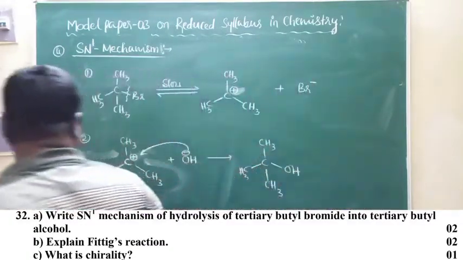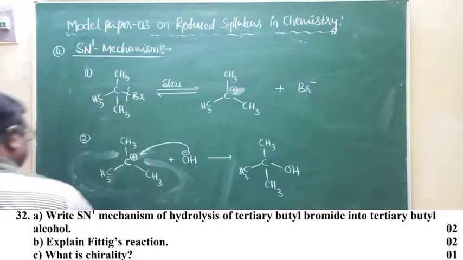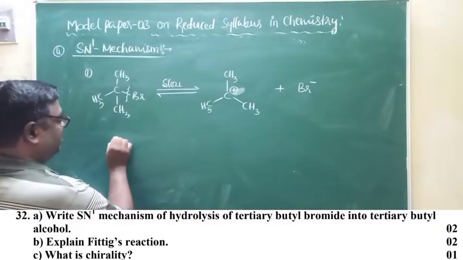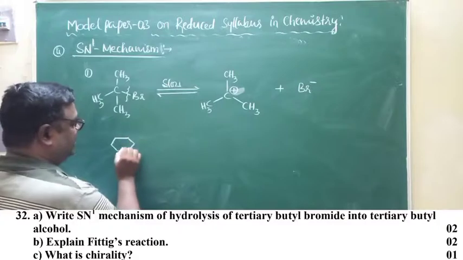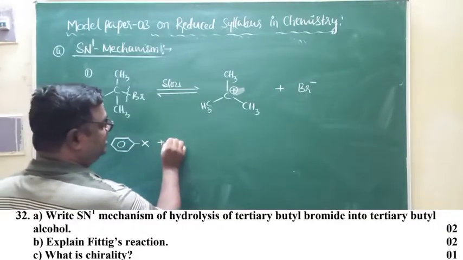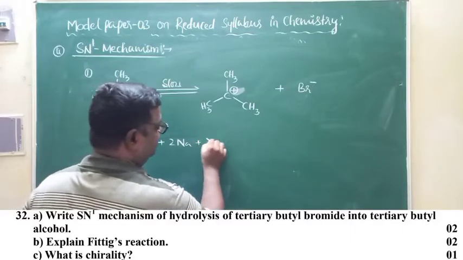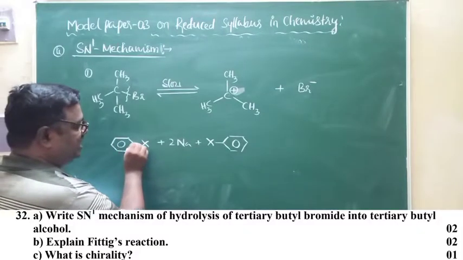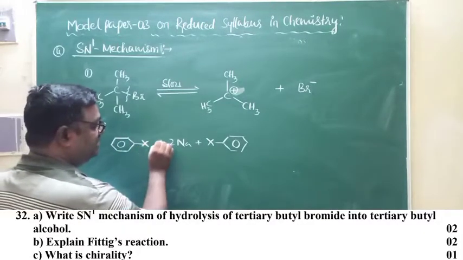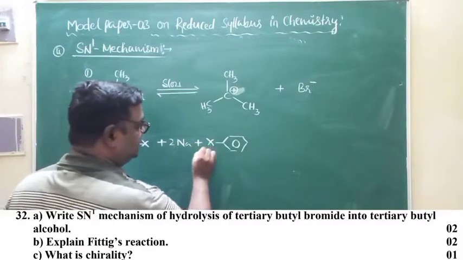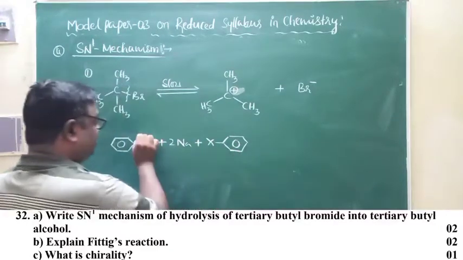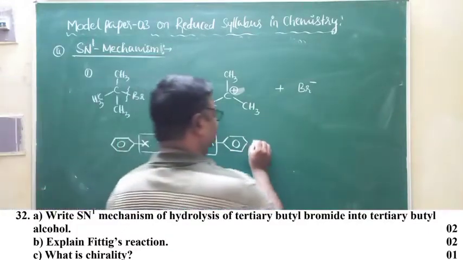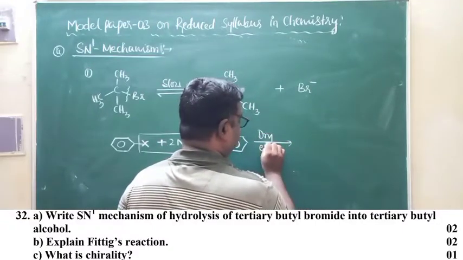Fittig reaction is the reaction between aryl halides and sodium metal in presence of dry ether. Look at this. When aryl halide, like any aryl halide you can take, this is one of the aryl halides, reacts with sodium metal, this is aryl halide, benzene ring attached to X. X can be any halogen atom, plus 2Na, plus X and of course C6H5. This is the reaction that takes place in presence of dry ether.